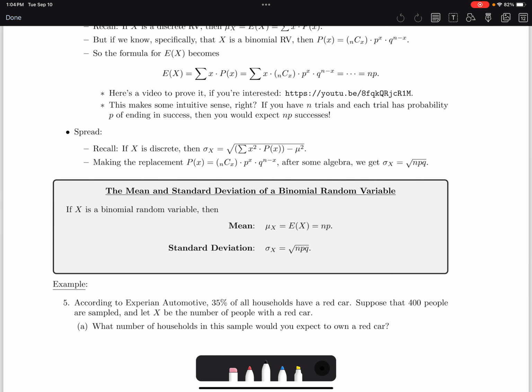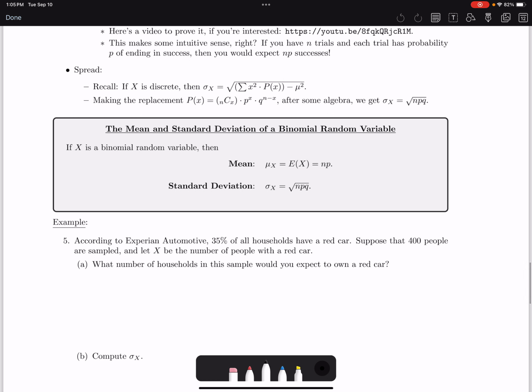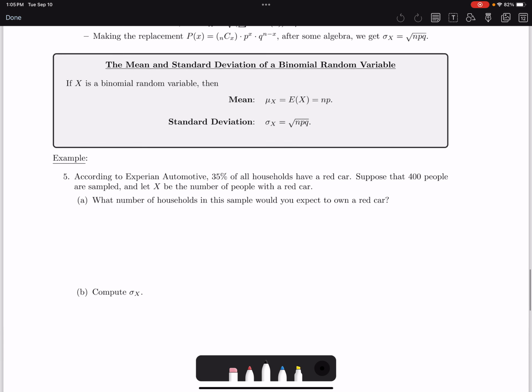Similarly, for a discrete variable, this is the standard deviation, generally speaking. But if we replace p of x with its formula, then we can do some algebra and get a simpler version of the standard deviation. This is very nice. We just have to do n times p times q and then take the square root. So it's super easy. And here are those same facts in a summary.